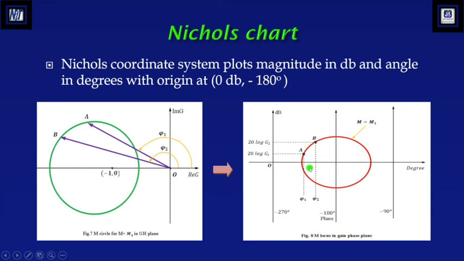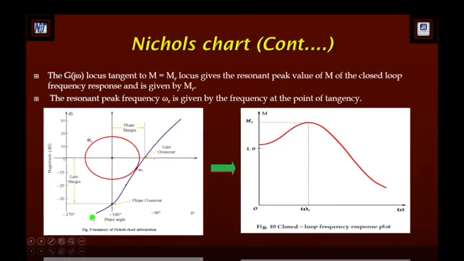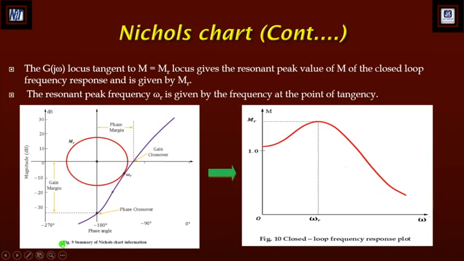The M and N loci repeat for every 360 degree angle. This is minus 90 degrees, this is minus 180 degrees, this is minus 270, and this is also minus 360 degrees, and this starting point is 0 degrees. And there is a symmetry at every 180 degree interval. This is the summary of the Nichols chart, and now draw the polar plot in the gain phase plane.